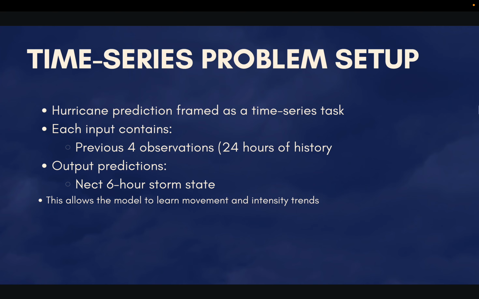And for our time series problem setup, each storm is a sequence of observations spaced 6 hours apart. For each training example, we take the previous 4 timestamps, so that's 24 hours of history, and use them to predict the next 6-hour step. Each input window includes the 4 past latitudes, longitudes, wind values, and pressure values, and the output is one set of values for the next time. That includes the predicted latitude, longitude, wind, and pressure.